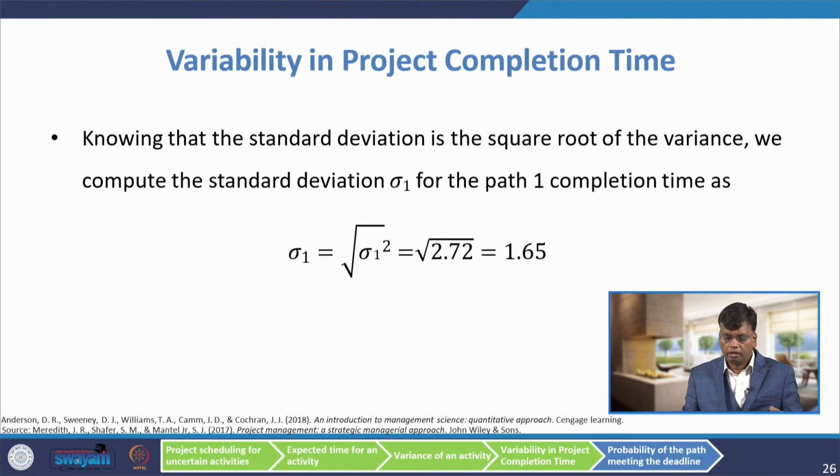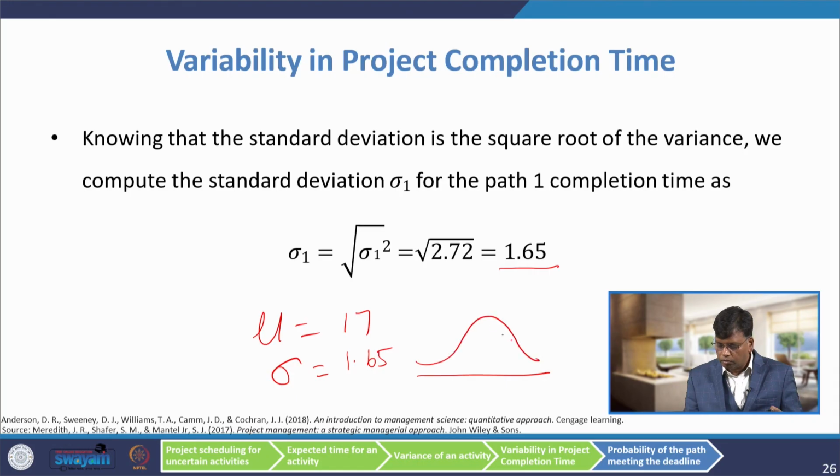Knowing that the standard deviation is the square root of the variance, we compute the standard deviation sigma 1 for the path 1 completion time as the square root of 2.72, we are getting 1.65. So, 17 is the mean, the standard deviation of that normal distribution is 1.65. So, as I told you, the project completion time follows a normal distribution, it is 17, it is 1.65.